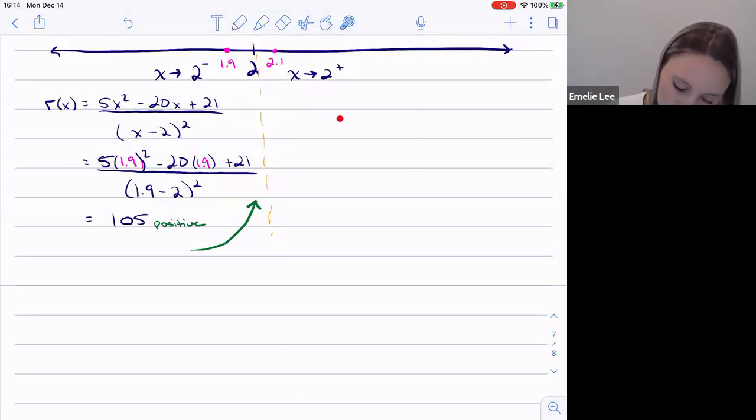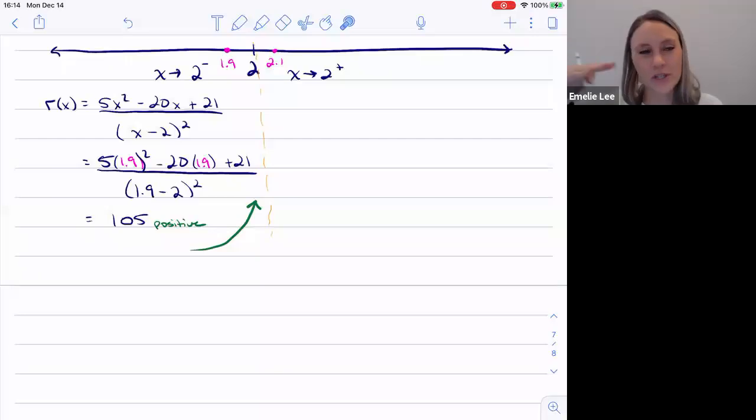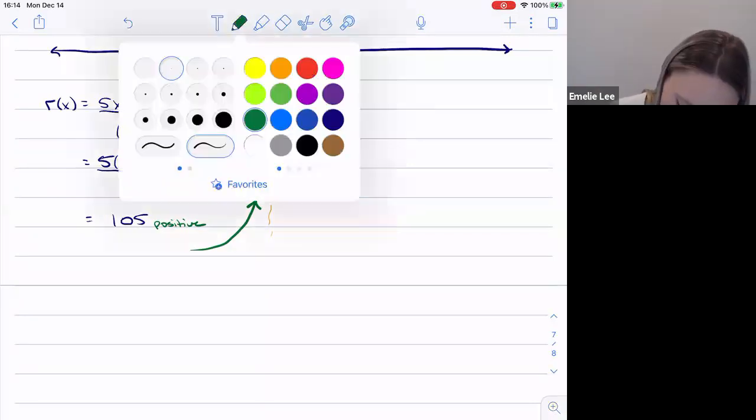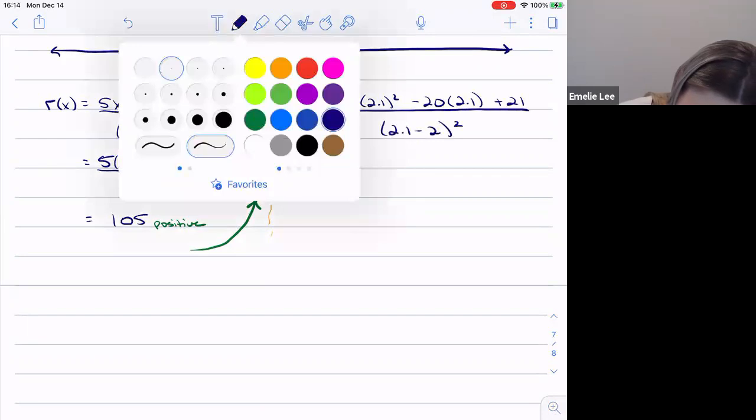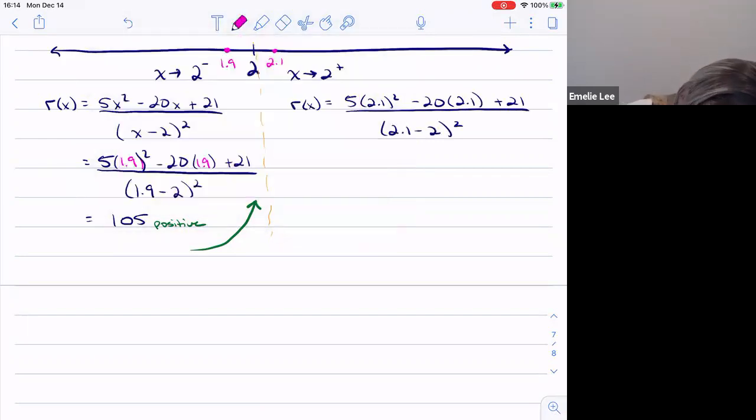So now I'm going to do the same thing on the approaching 2 from the right, using a value to the right of 2, so 2.1, for example. But doing the exact same thing. So r of x is 5 times 2.1 squared minus 20 times 2.1 plus 21 over 2.1 minus 2 squared. And maybe I should highlight these test values.